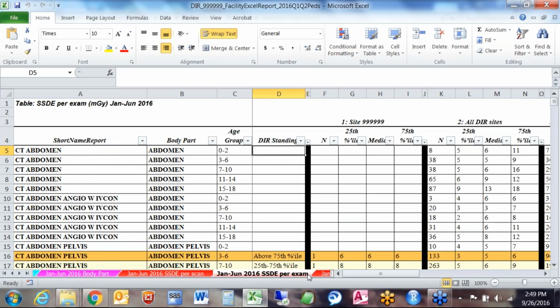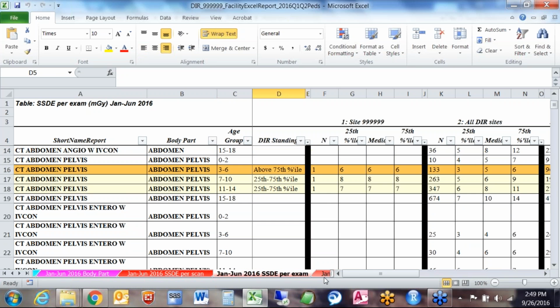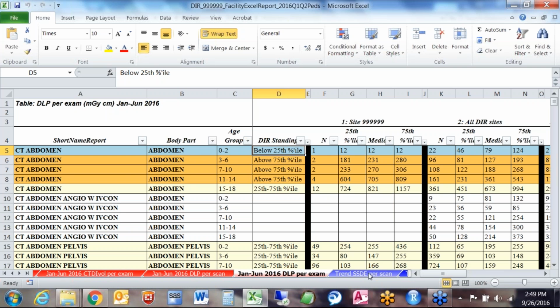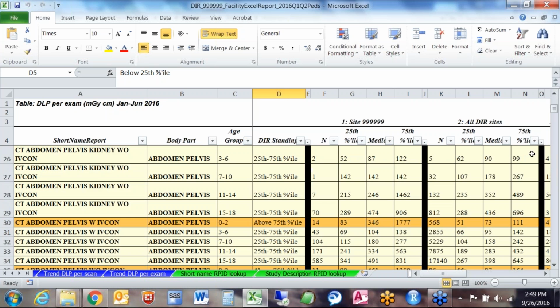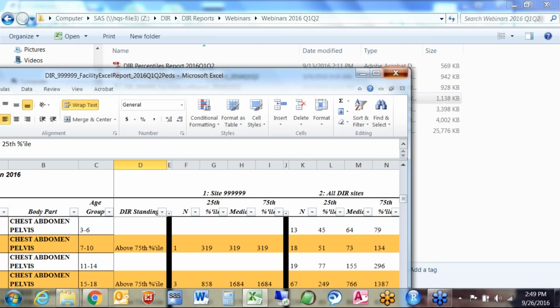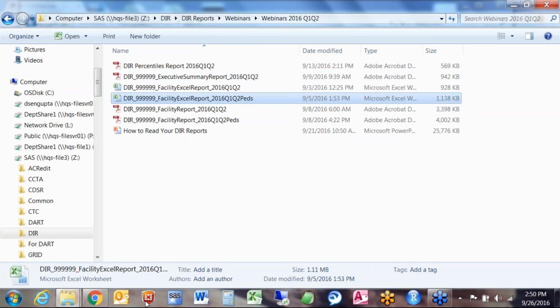Other parts of the report and the highlighting are very similar to what we have in adults. Likewise, we have QCDR per scan per exam, DLP per scan per exam, SSD per scan per exam, for the dose indices as well as the trend, and those two printouts. So that concludes my Excel spreadsheet report as well.